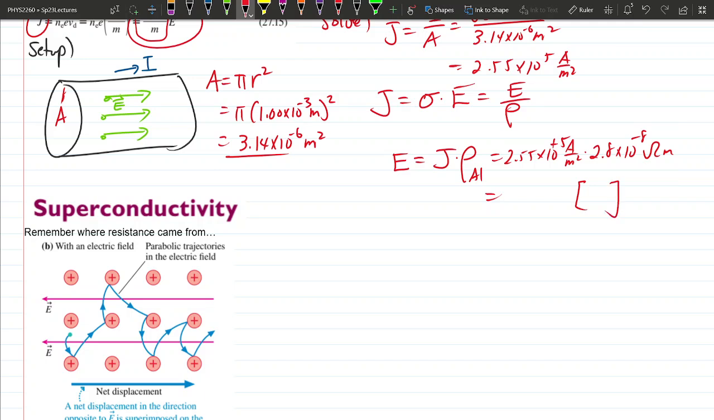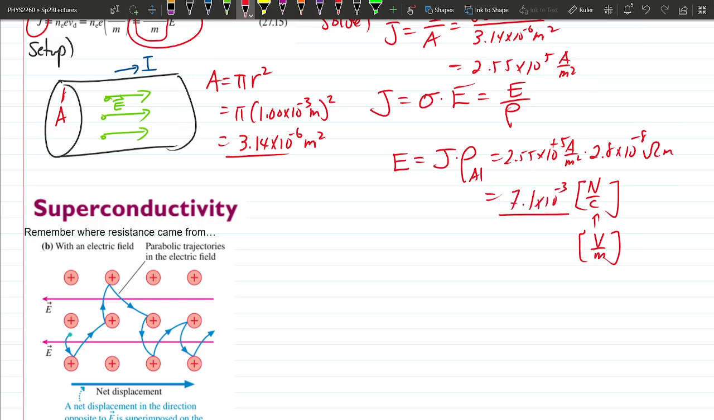What's the units for electric field? There's two of them that you can use pretty easily. Newtons per coulomb or volts per meter. Either one is fine. Okay, 2.8 e negative 8. So the electric field is 7.1 times 10 to the negative 3.